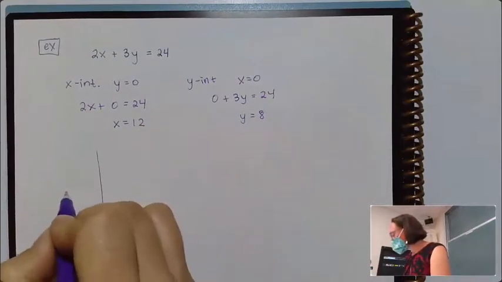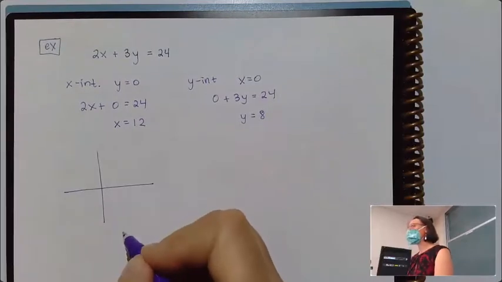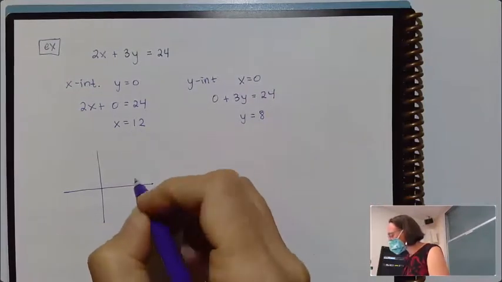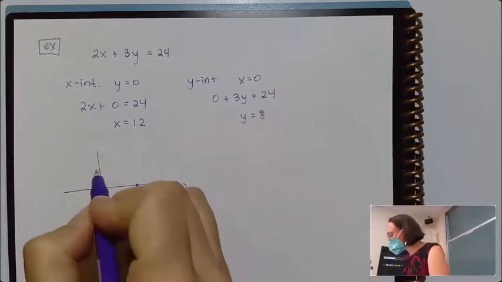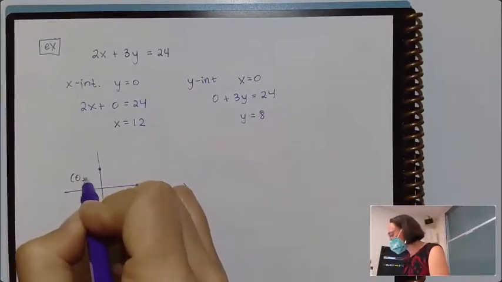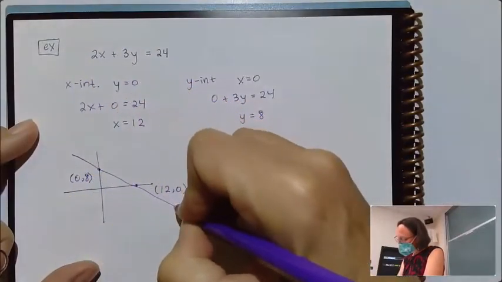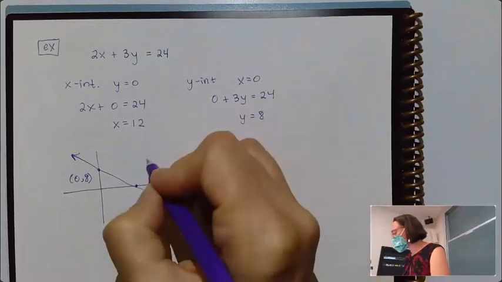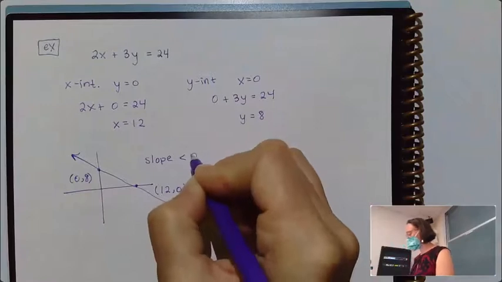When I put that on my graph, I do want to make sure that I'm labeling both of those as points, as a coordinate pair. So X was equal to 12, so that's 12, 0. And my Y was equal to 8, so that's 0, 8 as an ordered pair. Now, from looking at the slope on the graph, I know whatever else is going on with the slope, it's got to be negative, or less than 0.